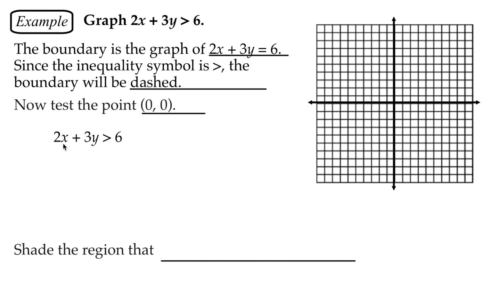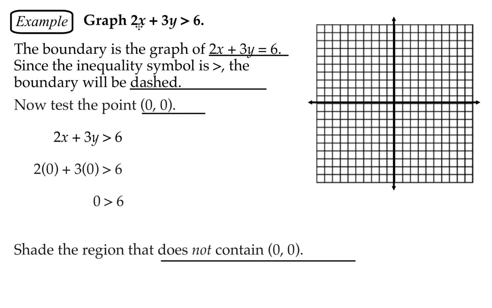So to test that point, we put in 0 for x and for y, and that gives us a value of 0 being greater than 6. Now 0 is not greater than 6, so that's false. So 0, 0 is not part of our solution. So we want to shade the side of the boundary opposite 0, 0, where 0, 0 is not part of the solution. So wherever that boundary is, we want to shade the region opposite that. It does not contain that.